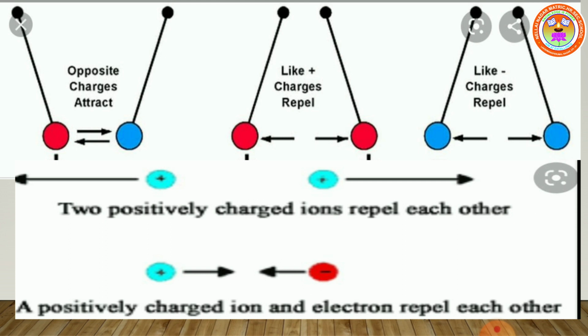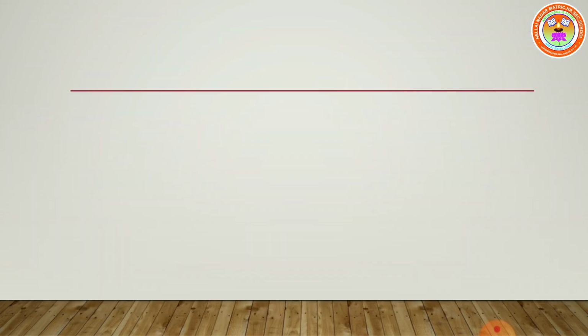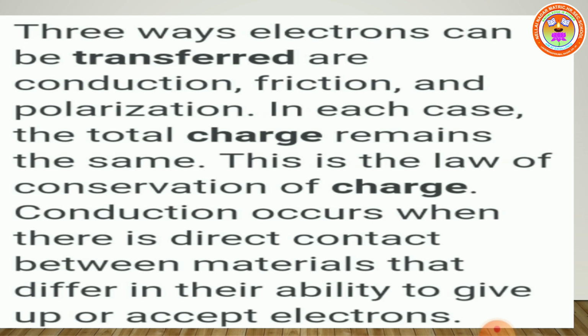Okay, children, see, some pictures are given. Opposite charges attract, like charges repel. Two positively charged ions repel each other. A positively charged ion and an electron attract each other.